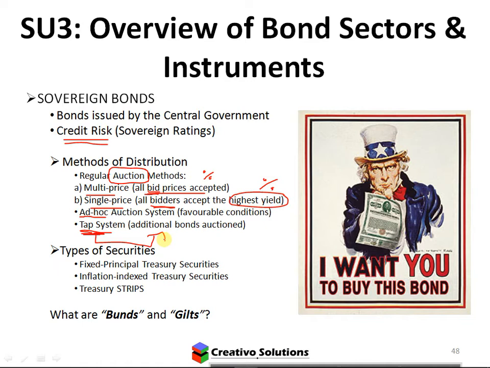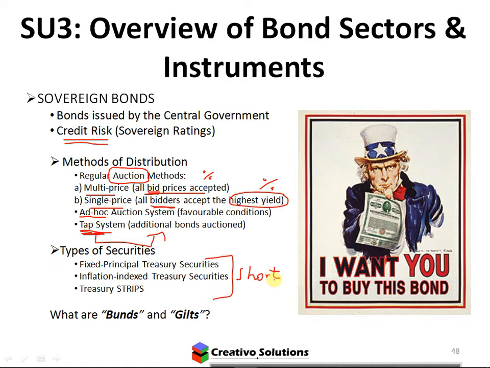Types of securities: you get fixed principal securities, inflation index securities, and treasury strips. Are those all long-term or short-term? More short-term. Why? They're treasury securities. You can have treasury securities that are long-term and short-term. Because they're treasury, they're looking at government. You could take a long-term treasury security and split it, or strip it, into several strips.